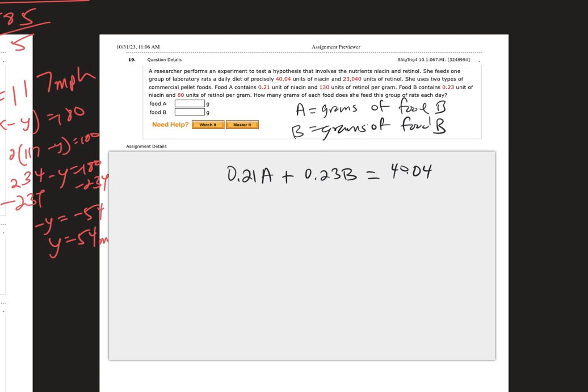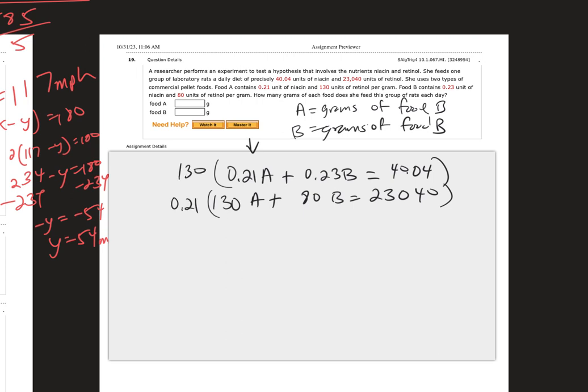Then we're going to do the next one based on retinol. So for food A, we have 130 units of retinol, and food B has 80 units of retinol. In total, we want 23,040 units of retinol. So we need to solve this system, and we're just going to focus on A. And basically what we're going to do is manipulate the A's to match by multiplying the top by 130 and the bottom by 0.21.